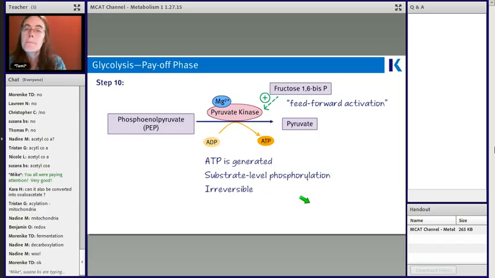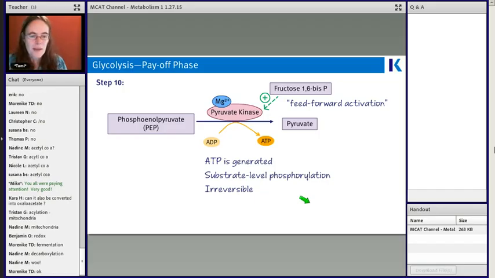Okay? But we do need to know that the pyruvate actually goes into the mitochondria and goes through pyruvate decarboxylation. Okay? Notice that pyruvate decarboxylation is not one of our goals today. Our goals are glycolysis enzymes and citric acid cycle enzymes.